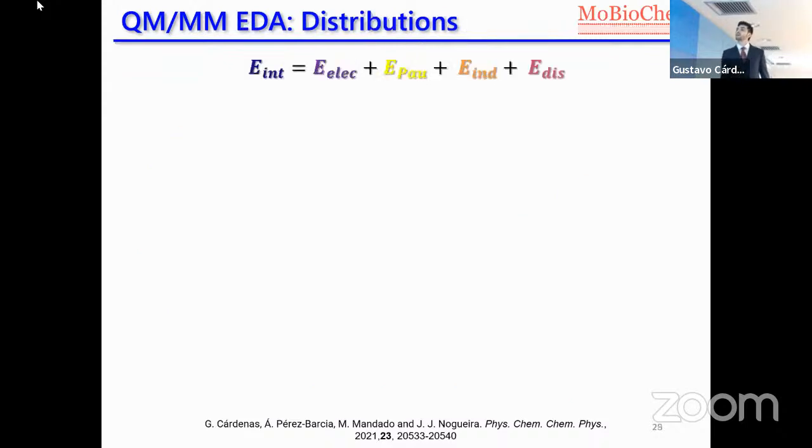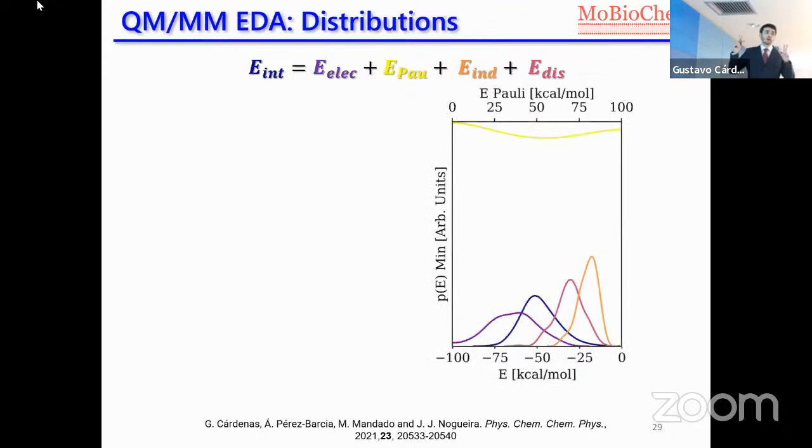Okay, let's jump now on to the results. So again, here is the partition of the interaction energy. Now, since we have an ensemble of geometries, let's say 400 geometries in this case, 20 for each region, what we obtain is a distribution of each one of the energy terms that we have in this partition.